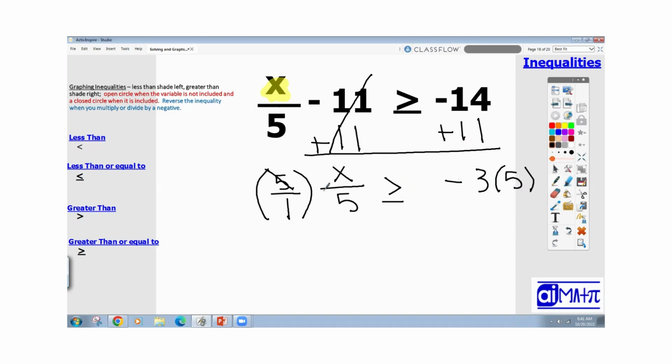5 divided by 5 cancels out. I'm left with x over 1, which is just x. I keep the sign because this was not negative, so I don't have to do anything with this sign. And negative 3 times 5 is negative 15.